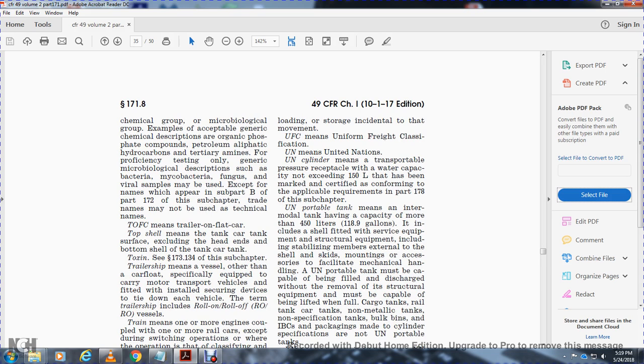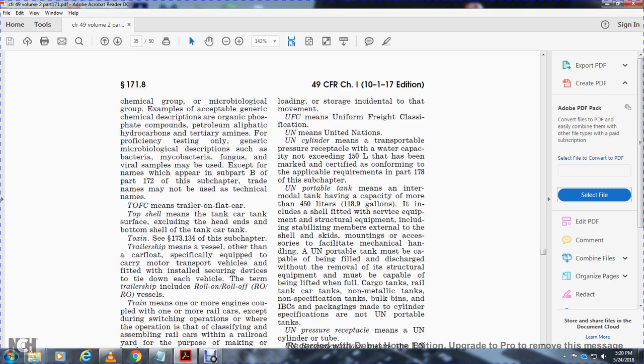TOFC means trailer on a flat car. Tank car means a tank of the car, with the head, the end of the bottom shelf of the tank of the car. Toxic by inhalation, see 173.134 of the subchapter. Trailer ship means a vessel other than a car float specially equipped with cargo motor transport vehicle, fitted with the installed securing device to tie down each of the vehicles, including the roll-on, roll-off vessels.